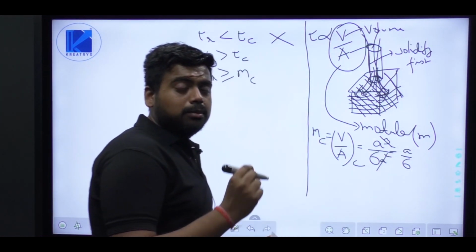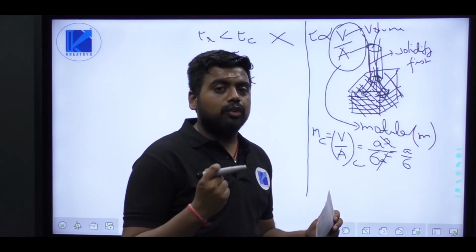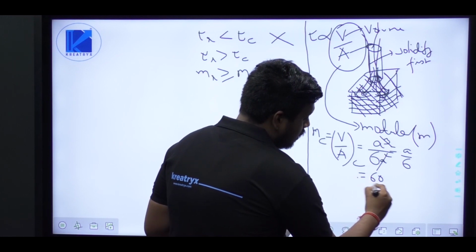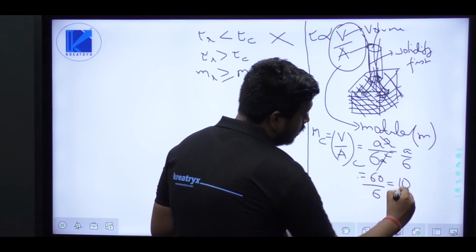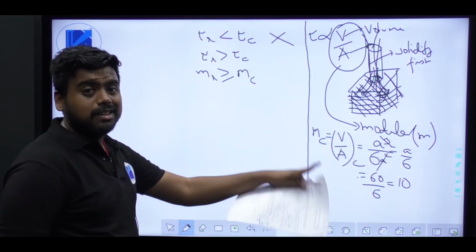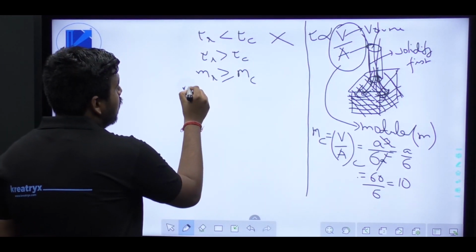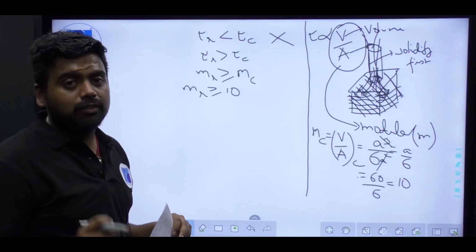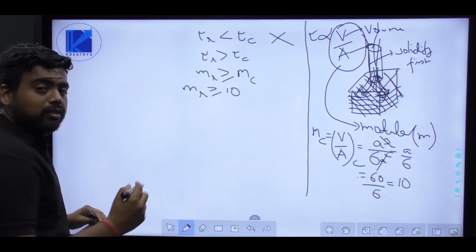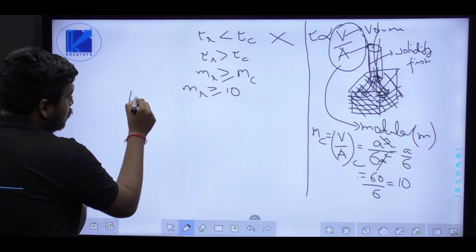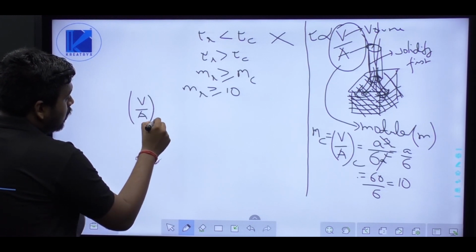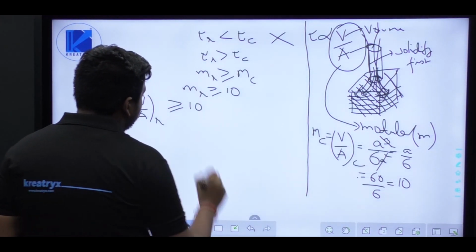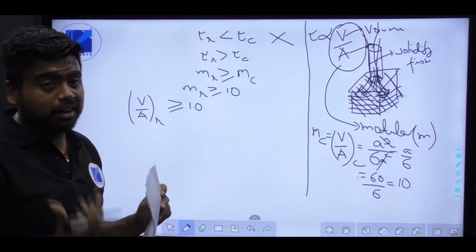And in the question, it has been clearly mentioned that the required side of cube is 60 mm. So basically, it is 60 upon 6, which is 10. So we are getting the module of casting as 10. So we will write MR is greater than or equal to 10. Now we have to calculate the value of MR. Similarly, MR can be written as V by A of riser must be greater than or equal to 10. So what is the volume of our cylindrical riser?